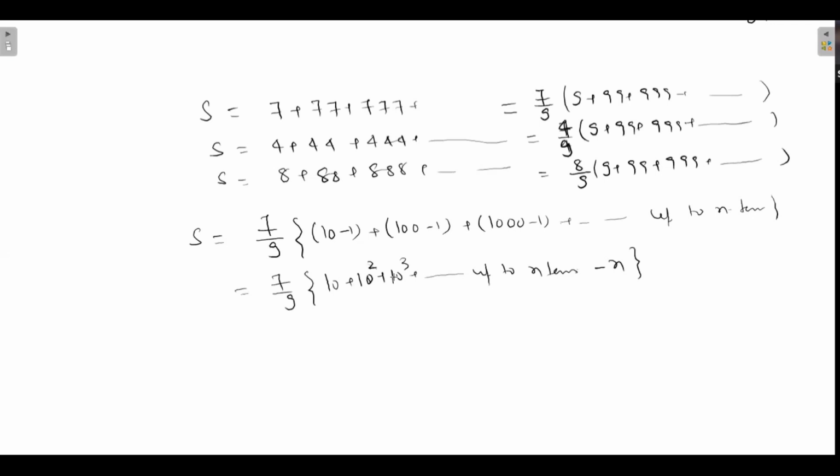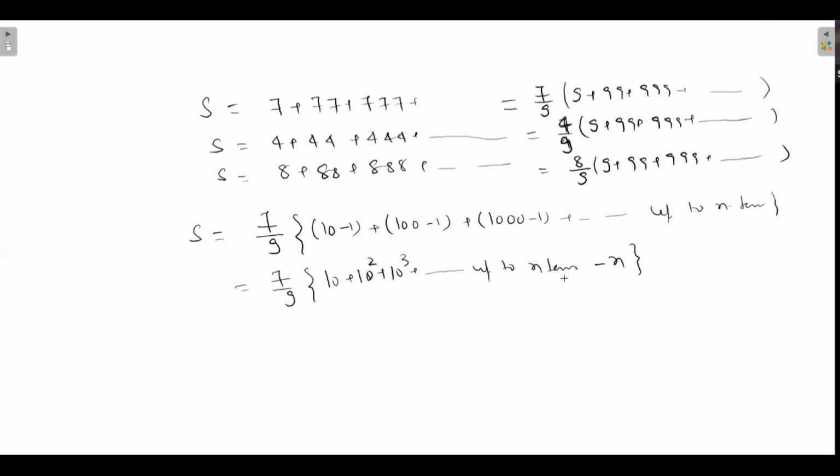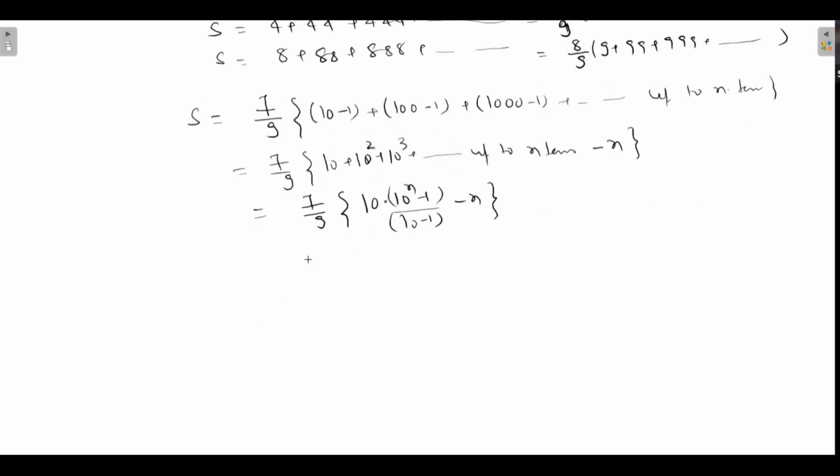So now again, as you can see, this is a GP. So this will be 7 by 9, and this will be a into r to the power n minus 1 divided by r minus 1, minus n. Then you can write this as 7 by 9 into 10 into 10 raised to the power n minus 1 by 9. Okay.